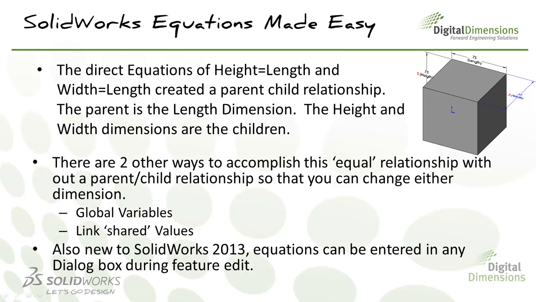This can make it awkward for making changes on a part file, in which case sometimes it's desirable to avoid this relationship. So I want to point out that there are two other ways to accomplish this equal relationship without causing or creating a parent-child relationship. The two methods are global variables and linked values, also known as shared values. And also, new to SOLIDWORKS 2013, I want to mention that they gave us the ability to add equations into any dialog box during a feature edit.